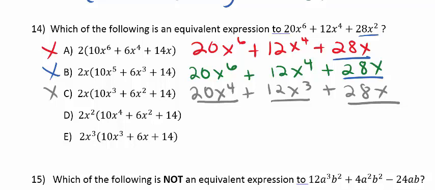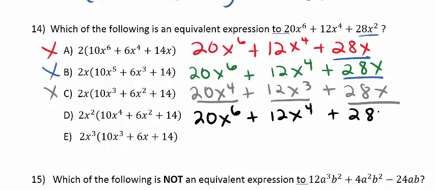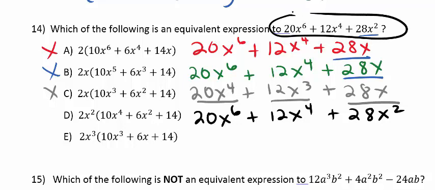So in D, when we multiply 2x squared by every term, we're going to get 20x to the 6th, and then we're going to get 12x to the 4th, and then we're going to get 28x squared. Well, now this one is exactly the same thing as this expression up here. So D must be our answer.